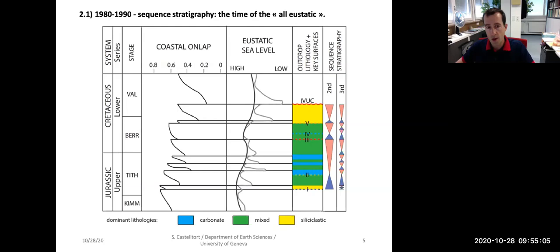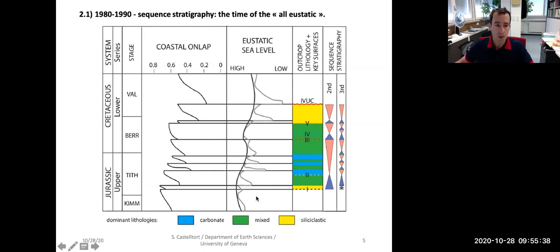Okay? It's a concept basically that says when the sea level goes up, it goes up everywhere in the world. Okay, if you have more water in the ocean, you increase sea level everywhere in the world. And that's sometimes not exactly true, but globally, in general, it's true. And so from the coastal onlap, from data, they derived the eustatic sea level.